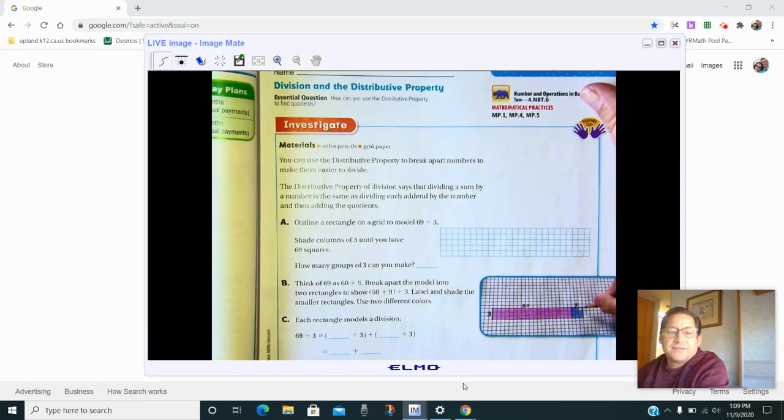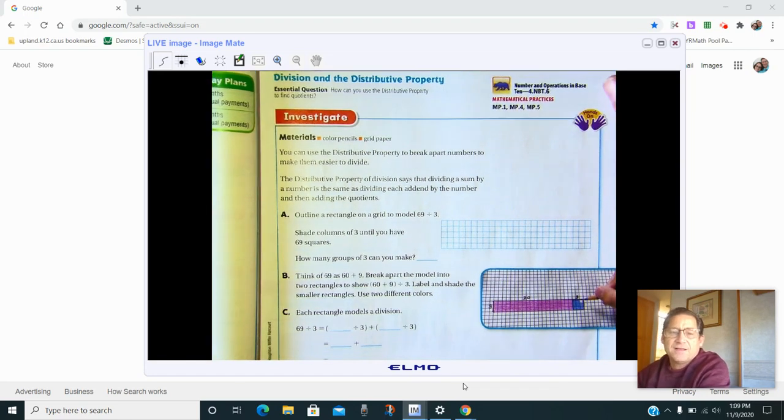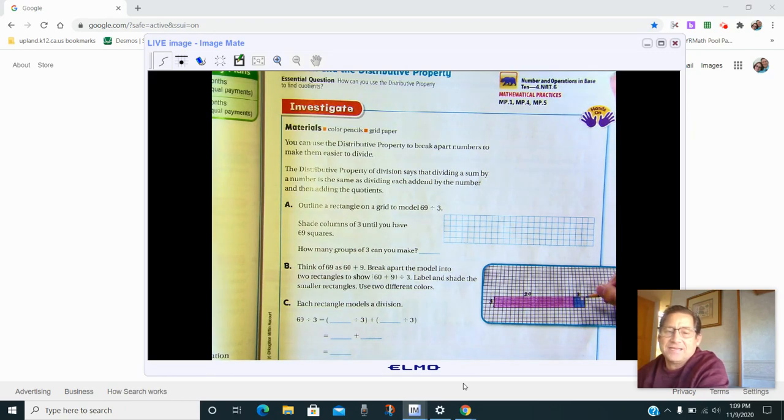And so today's lesson, we can use the distributive property to break apart numbers to make them easier to divide. They're very similar to the distributive property with multiplication. The distributive property of division says that dividing a sum by a number is the same as dividing each addend by the number and then adding the quotients.